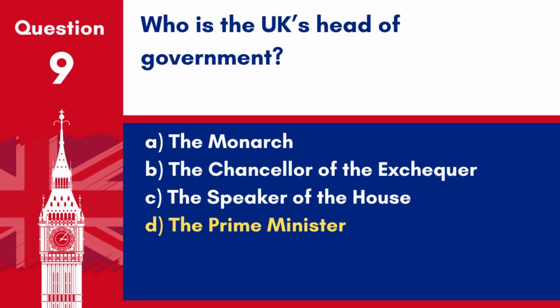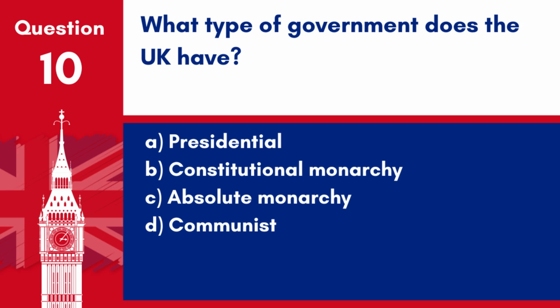Answer: D. The Prime Minister. The Prime Minister is the head of government in the UK. Question 10. What type of government does the UK have? A. Presidential. B. Constitutional monarchy. C. Absolute monarchy. D. Communist.